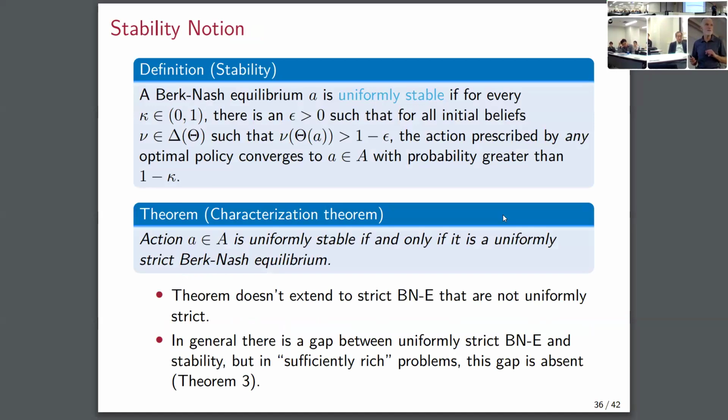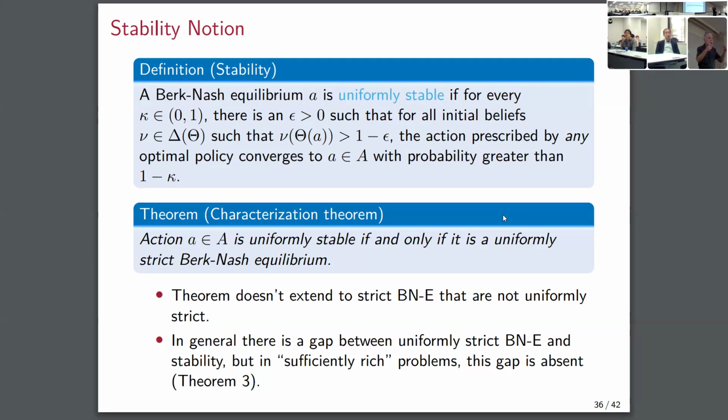Okay. Stability. A Berk-Nash equilibrium is uniformly stable if for every kappa in (0, 1), there's an epsilon such that if you take any initial beliefs that put really high probability on the KL minimizers for A, so nu of capital Theta of A is large, it starts out believing in this set of KL minimizers, then action converges to A with probability near one.